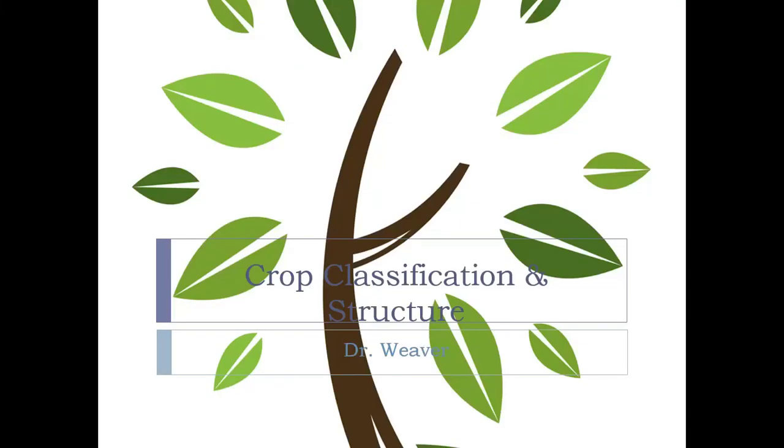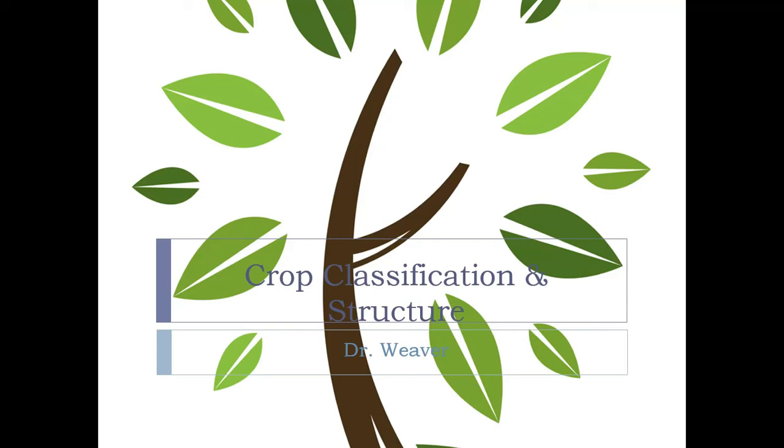So today our topic for discussion is crop classification and structure. We're going to talk about the various ways that crops are classified, and there's a laboratory that deals with this in more detail with regard to agronomic type classifications and uses of crops. This goes along with that, and you should be viewing that laboratory sometime this same week. And we'll talk about structure too.